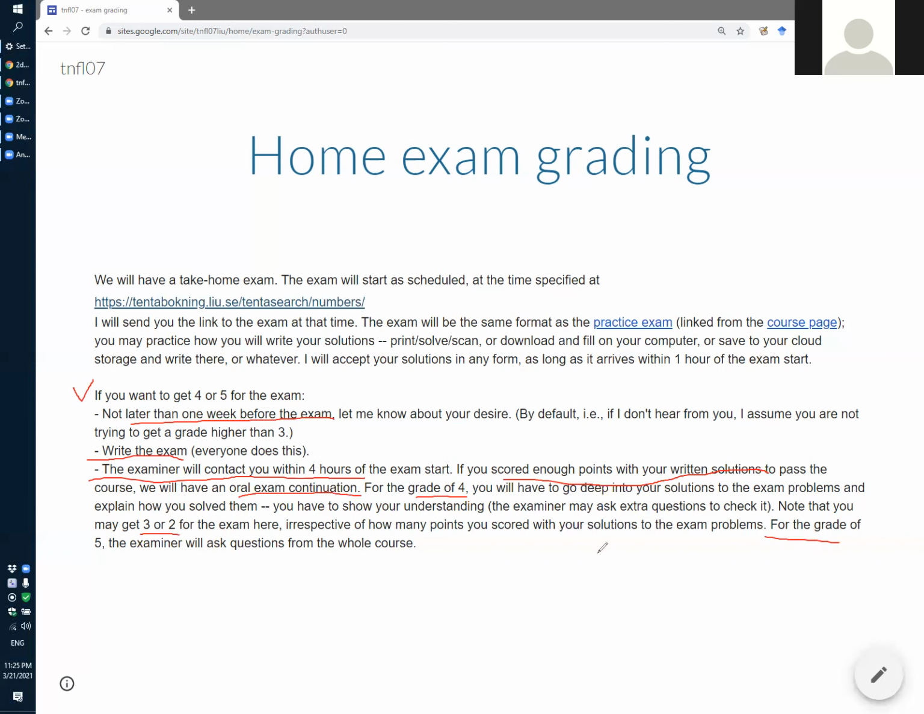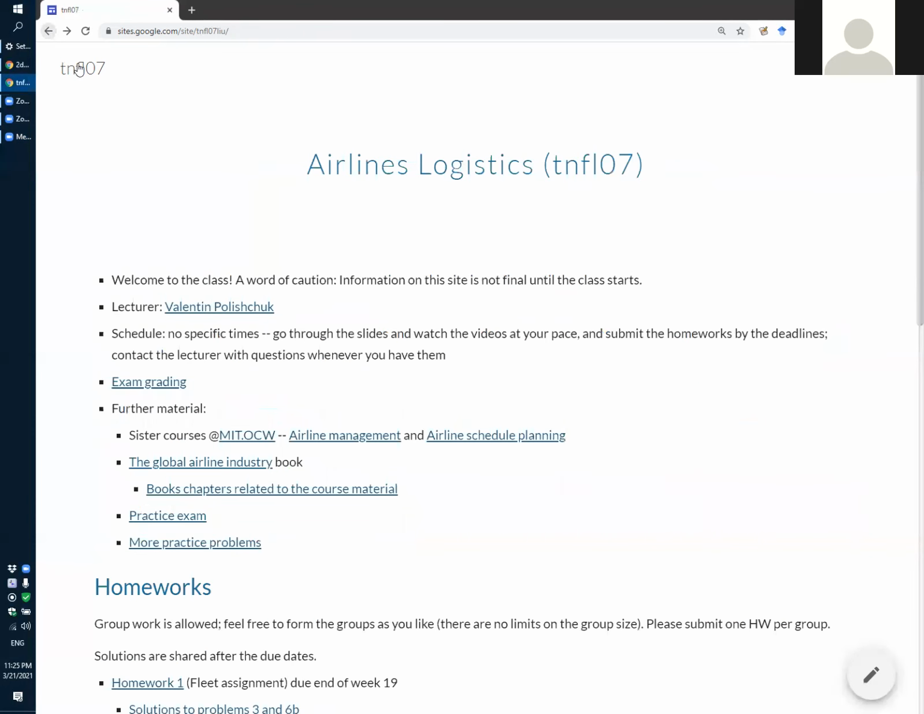And then, for the grade of 5, I will ask you a few other questions from other parts of the course, all parts of the course. So I hope you will read these instructions and digest them. I don't mean that you understand them immediately right now, and get back to me with questions if you have them. Okay, so back to the web page for the course.